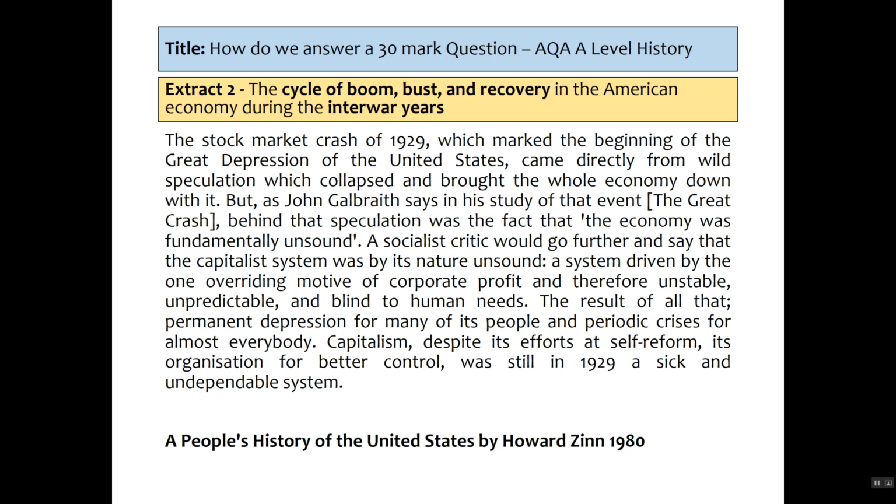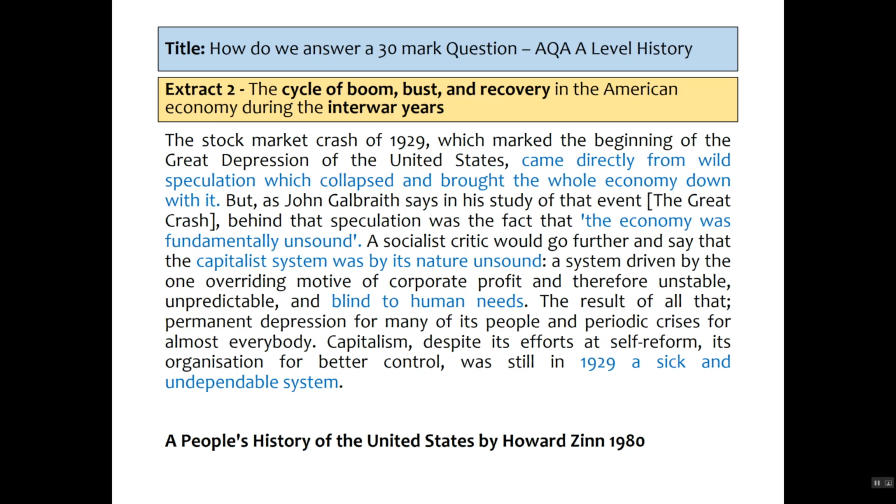For me, he is arguing that the Wall Street crash that happened in 1929 was directly the result of speculation, and that John Galbraith said in his study that the economy was fundamentally unsound. Howard Zinn then goes on to say a socialist critic would go further to say that it was unsound by nature. So to summarise, the 1929 Wall Street crash was down to wild speculation, but there was a much more fundamentally unsound nature to its economy, and we can support this with information that we know.